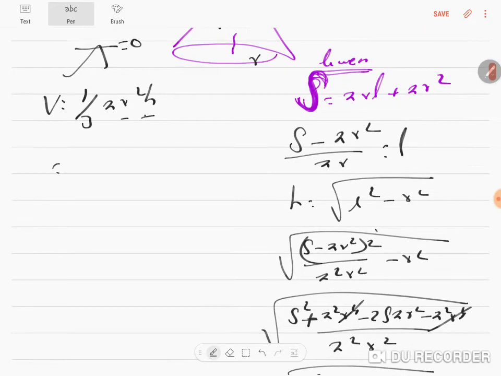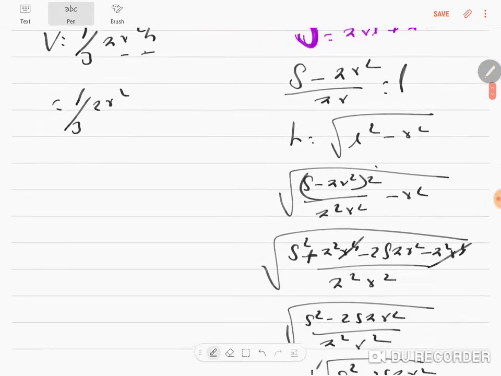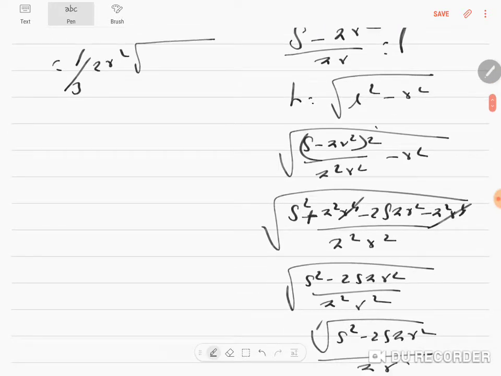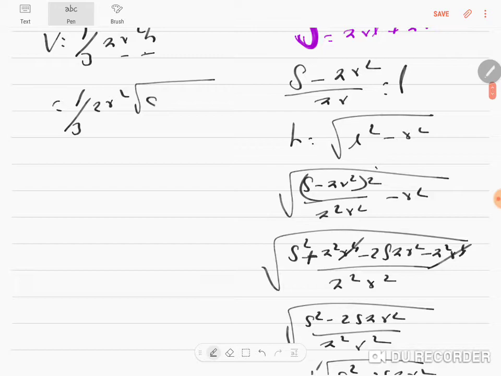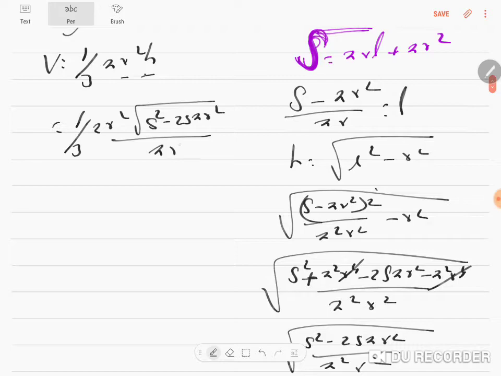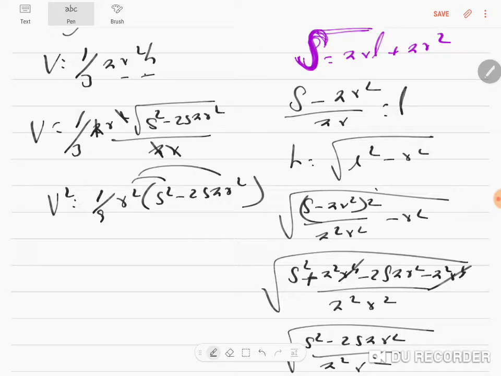Substitute that here: 1 by 3 pi r square h becomes 1 by 3 pi r square into root of S square minus 2S pi r square by pi r. Pi and pi get cancelled, r and r get cancelled. Now you can square both sides. In maxima and minima, you are allowed to square both sides, not in increasing and decreasing. V square is equal to 1 by 9 r square (S square minus 2S by r square). Now taking this inside, you can consider V square to be some random Z. So 1 by 9 into S square r square minus 2S by r to the power 4.